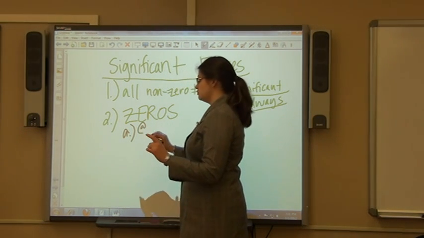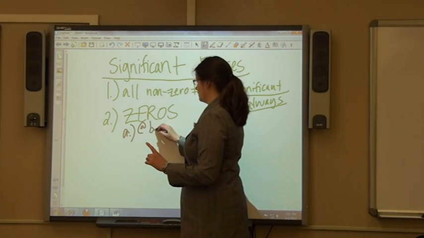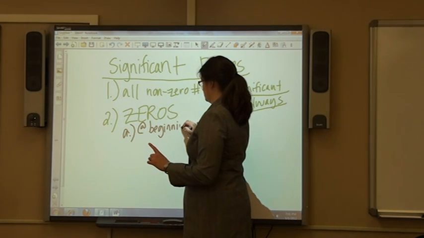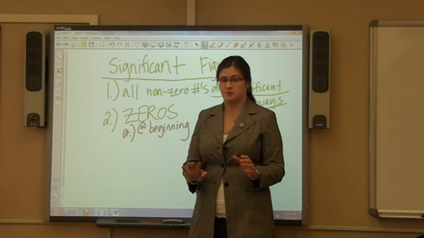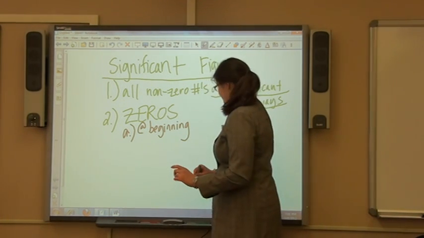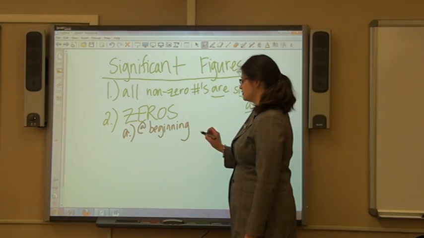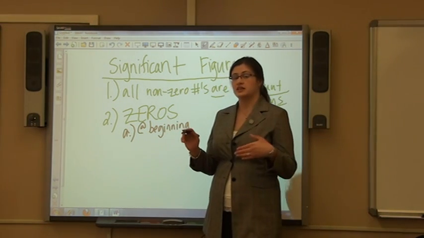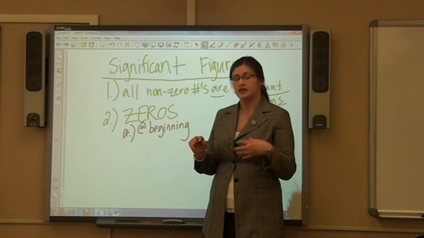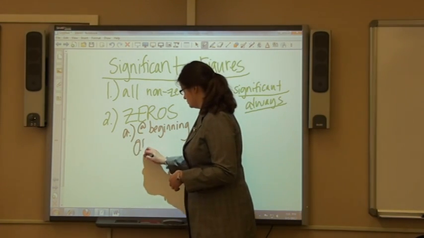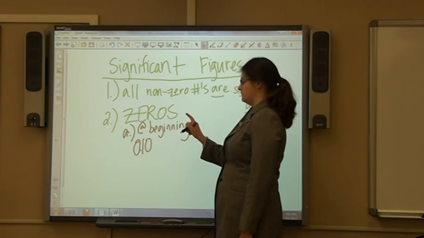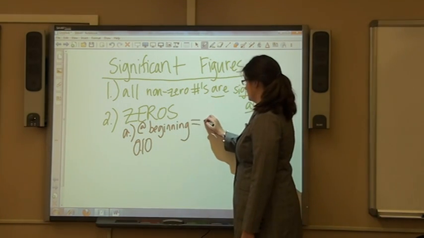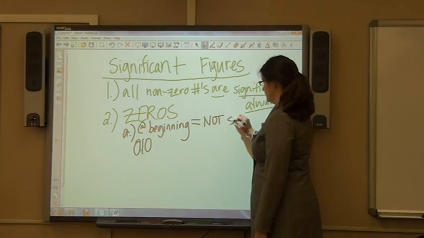So, when a 0 occurs at the beginning of a number, it's really hard to spell when you're writing at the board. If I make spelling errors, I really apologize. Okay. If a 0 occurs at the beginning of the number, in other words, if 0 is the first number in your number, something like this, 0.10. If that 0 occurs at the beginning, it is not significant.